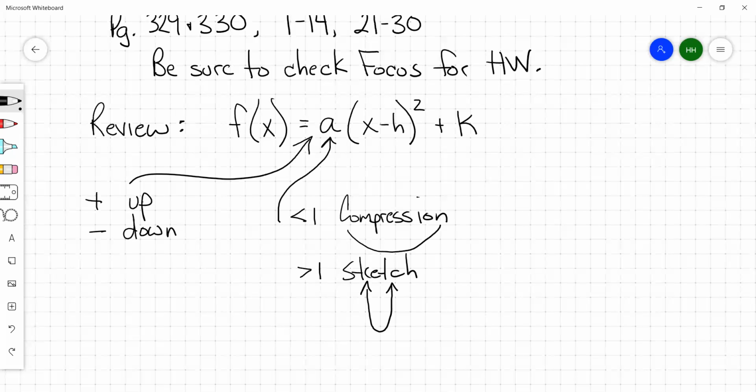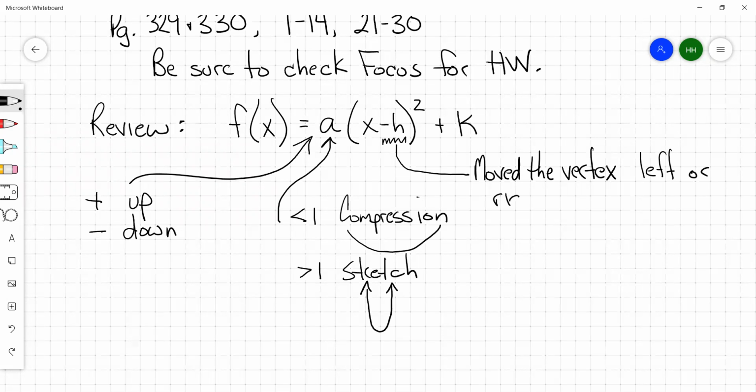Then the vertex of this whole thing, or let's see, this value in here, this moved the vertex. Anybody remember what that did to the vertex? In here. Didn't it move it left or right? And how? Move the vertex left or right. The same as the number or the opposite? The opposite of the number. Move the vertex left or right, opposite.